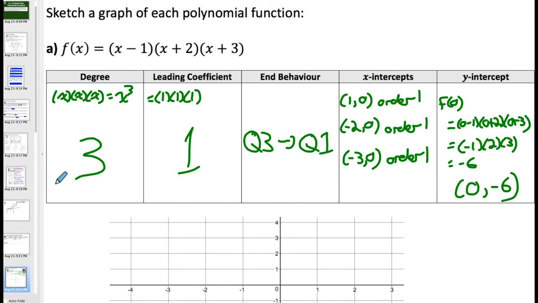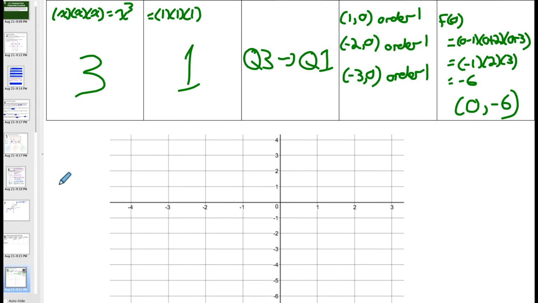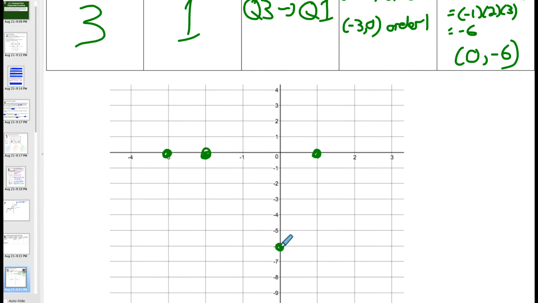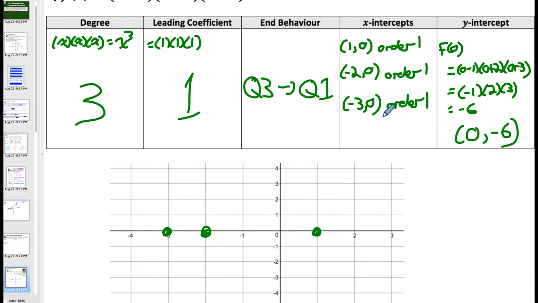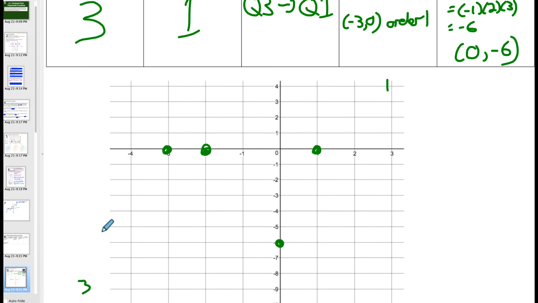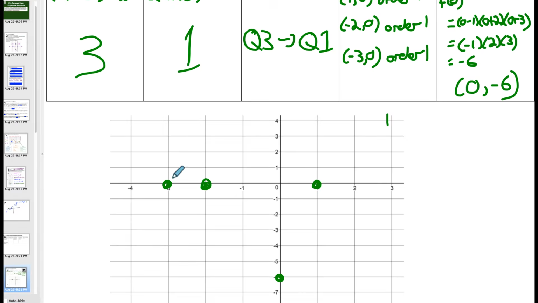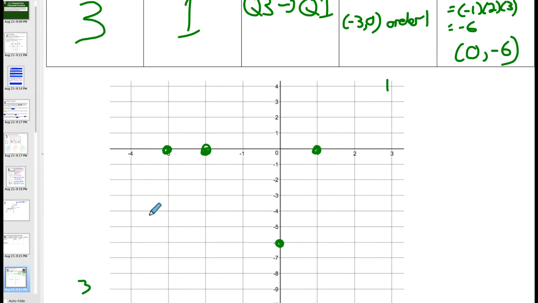So with all of this information, we can draw a pretty accurate graph. Let's plot all of our x-intercepts and y-intercept. So negative 2, 0. Negative 3, 0, and 1, 0. And the y-intercept is at 0, negative 6. And I know the function starts down here in quadrant 3, finishes up here in quadrant 1. And based on the order of the x-intercepts, I know the function is going to go straight through each of the x-intercepts. So this is going to be just a rough sketch. It's not going to be completely accurate, but the function would look something like this.